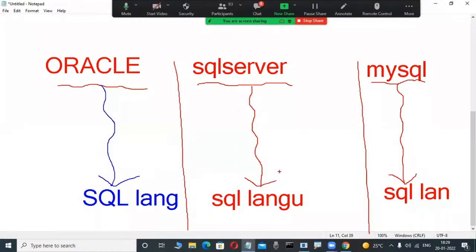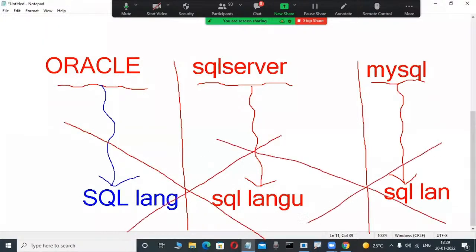Easy. Maybe some technical persons are there in our class, they're telling only. Are these all SQL languages the same or different? Very good. In our class, so many fellows are telling the same. But that is 100% wrong. These all SQL languages are different, not the same.